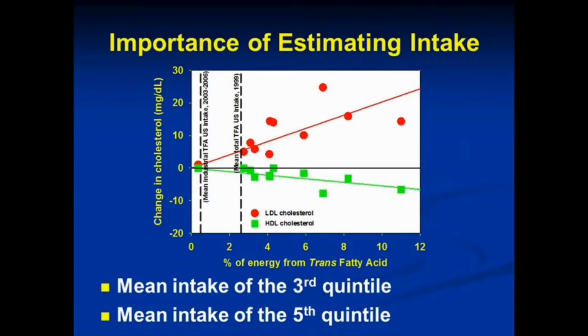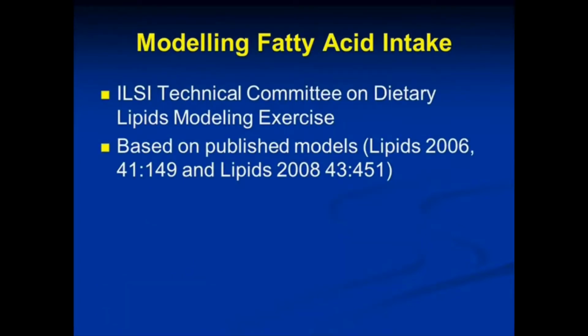We like to study at higher levels because it's easier to see a physiological response. We should come back and ask the question, is that really a physiological response? Are those responses clinically relevant? So how do we find out where the third quintile is, where the fifth quintile is?